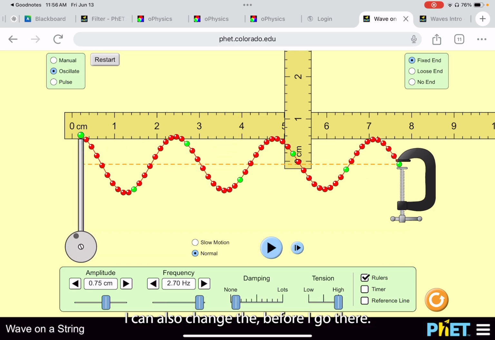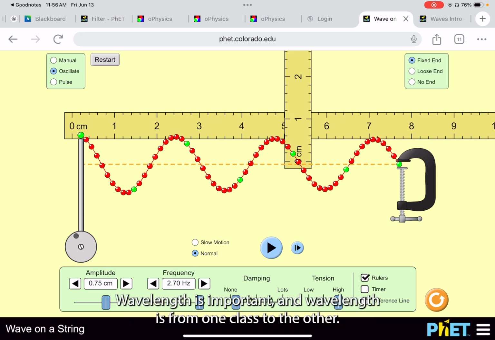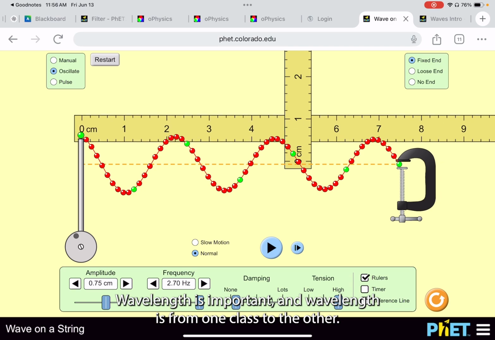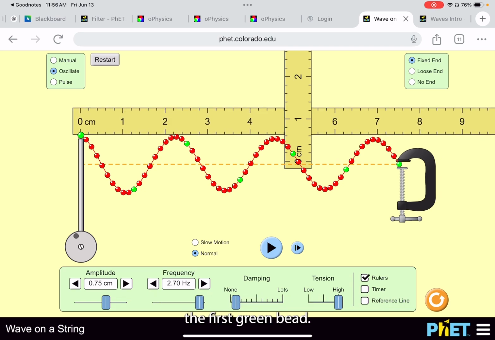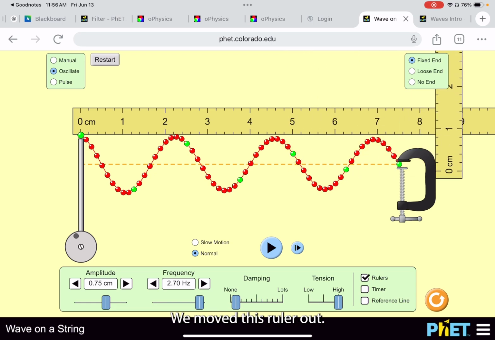Before I go there, wavelength is important, and wavelength is from one crest to the next. Let me move this ruler out. The first green bead at 0 centimeter is the first crest. When you go to 2.2 centimeter, you have the next crest. So the wavelength of this wave is 2.2 centimeter.